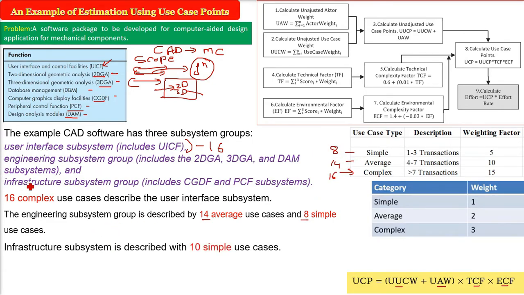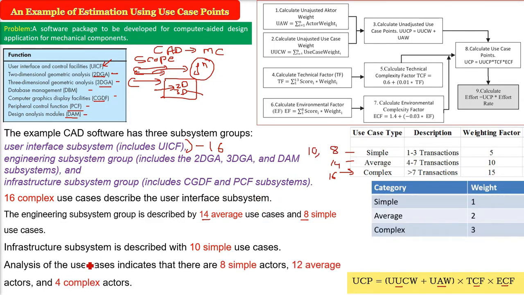The last one, infrastructure subsystem group, has 10 simple use cases. So either you combine this, make it 18, or you can do it separately also. A good idea is to combine them, 10 and 8, 18. We have done the use case part. Now let us come to the actor part.